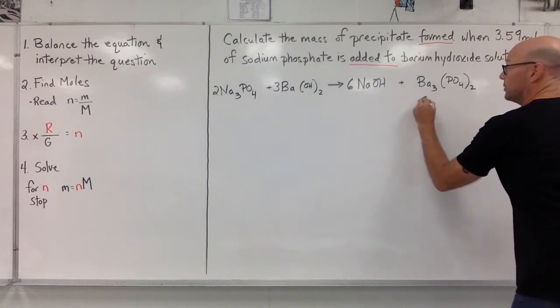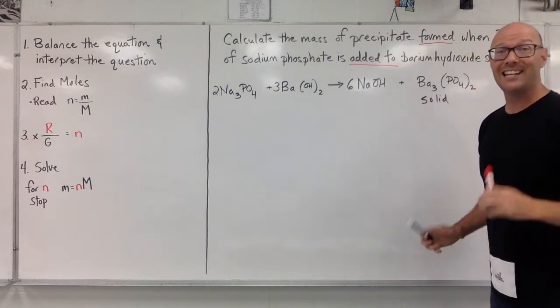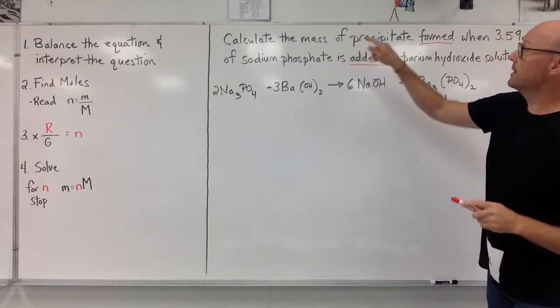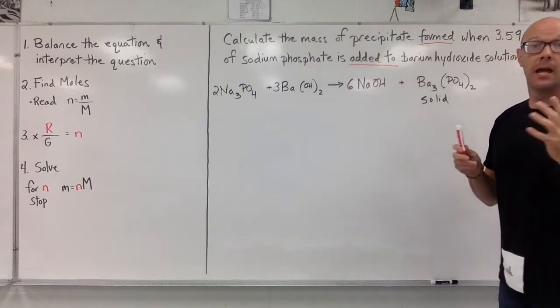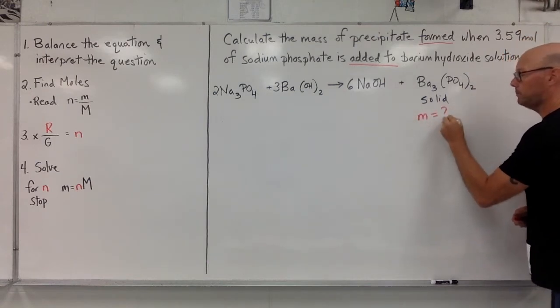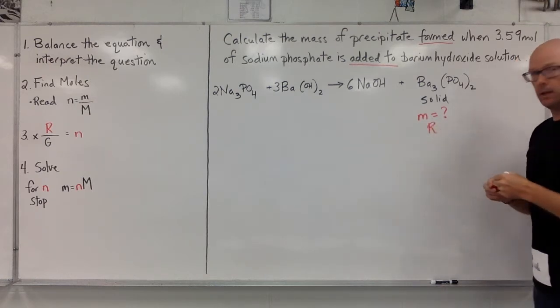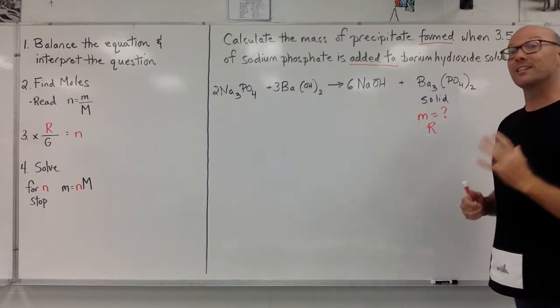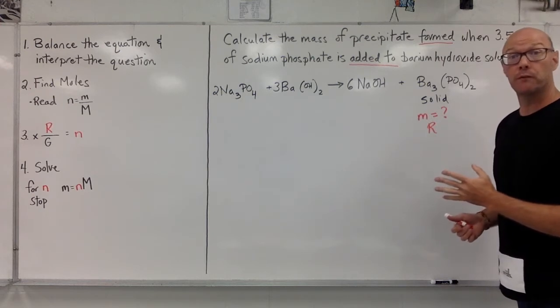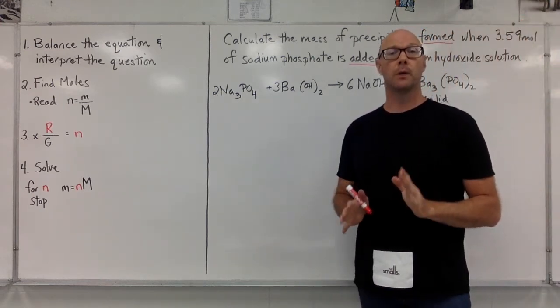This one is solid. And we're trying to find its mass. Calculate the mass of precipitate. That's what we're trying to find. I'm doing it in red. And wherever that question mark is, it's required. A little bit of extra work in order to decide which chemical we were solving for, but one more time, the precipitate is the solid product.